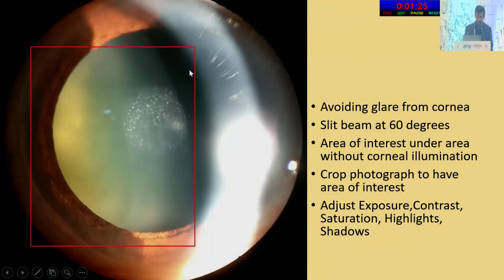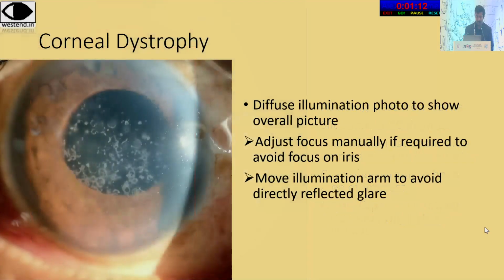And you may not always get the entire picture as good, so you might have to edit. This particular picture was cropped to remove all this unnecessary glare. So this is the point of interest. Remove the parts which are not of interest. And corneal dystrophies, it's focused on the cornea here, not the iris.